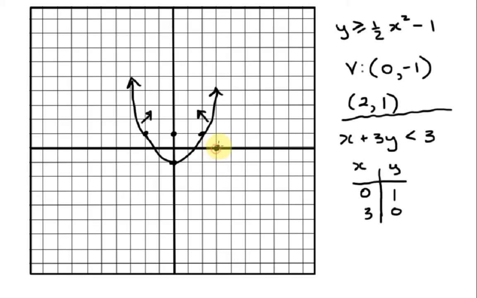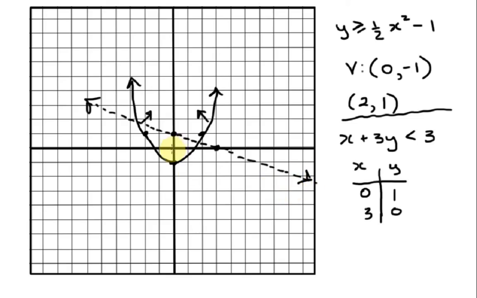So I know my line goes through there, and I also know my line is going to be dotted. So I'll try and draw my line here. Okay, so the same thing going the other way. Okay, so something like that. Okay, so there's my line. And do I shade above or below?